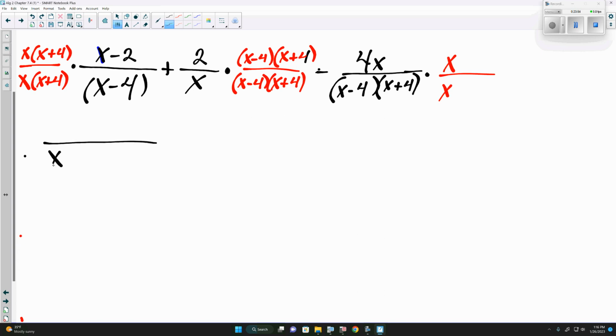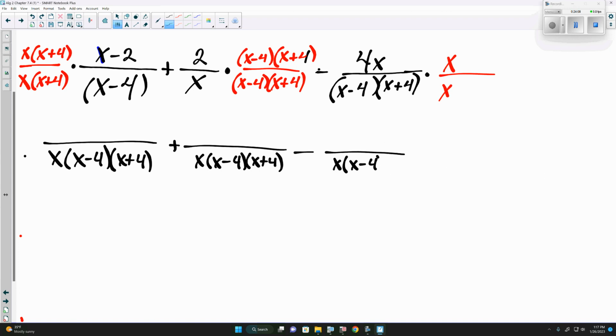And we multiply the denominators together, we get x times x minus 4 times x plus 4. Plus x times x minus 4 times x plus 4. Minus x times x minus 4 times x plus 4. Now, one of the easiest ones to multiply with the numerators out of all of them, I think is the last one. 4x times x is 4x squared. That's quite nice, quite easy to do.